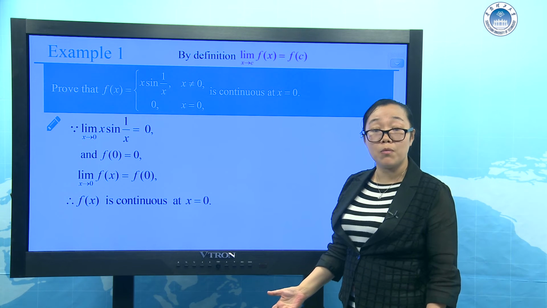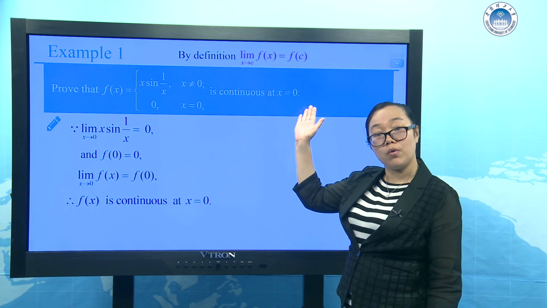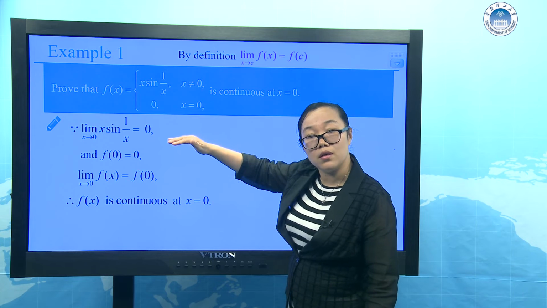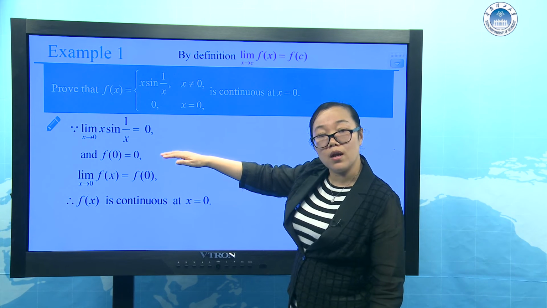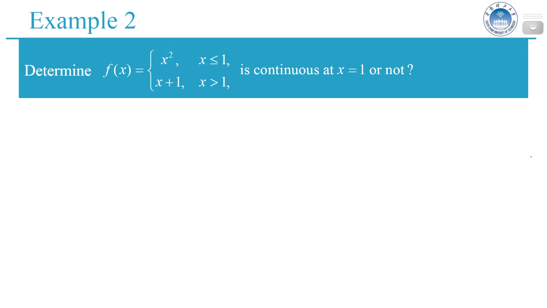We have a summary. How to prove f(x) is continuous at a given point? You should check that the limit and the function value exist, and whether they are equal or not. Now look at example 2. Determine whether f(x) is continuous at 1 or not.